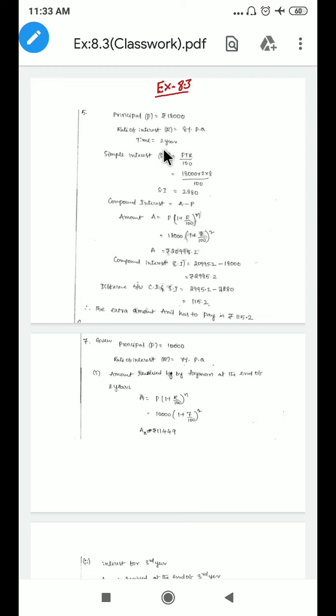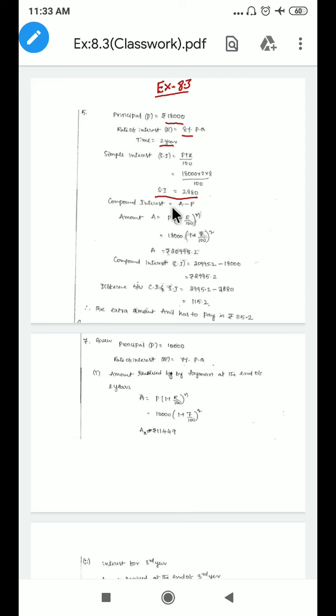So you know the simple interest formula, that is SI is equal to PRT by 100. Just put the values. P is principal, R is rate of interest, that is 8%, and T is time, which is 2 years. Just put the values, you will get the simple interest. Now you have to find the compound interest. So how to find the compound interest?